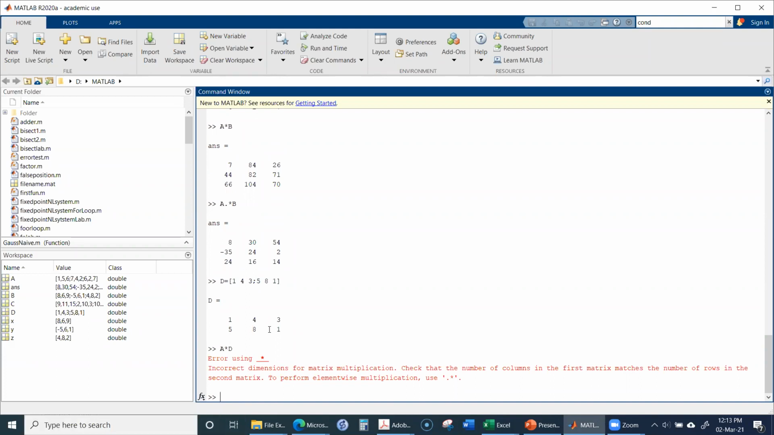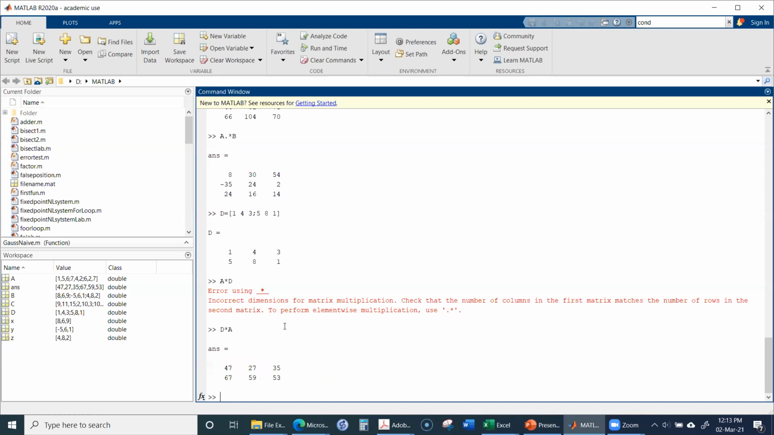On the other hand, D star A is possible. Why? Because D has 3 columns and A has 3 rows. In this case, D star A, we will get a 2 by 3 matrix. So D star A is possible because D has 3 columns and A has 3 rows, and a 2 by 3 matrix was obtained.